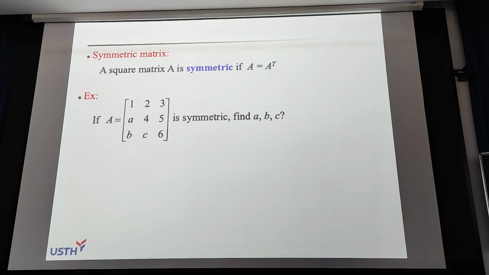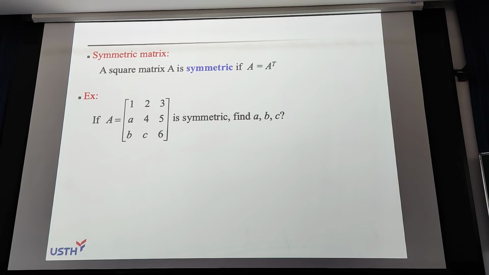Why is it called symmetric? Because it is symmetric about the main diagonal. Or if you cannot imagine it, in Vietnamese, symmetric means đối xứng. By definition, we write A equals A^T. But what does it mean? Đối xứng here means the entries are symmetric about the main diagonal. The entry above and the entry below are equal: a_ij above must equal a_ji below.